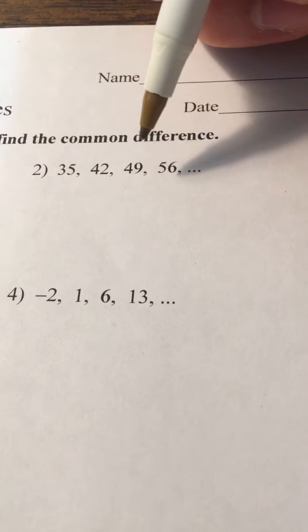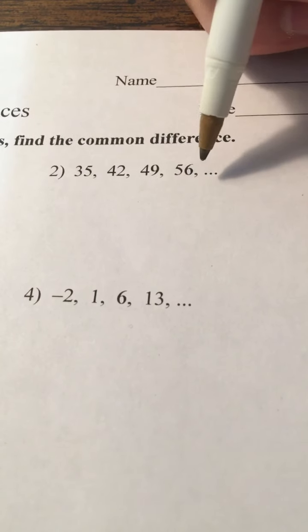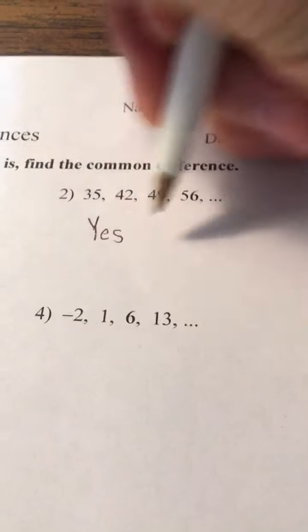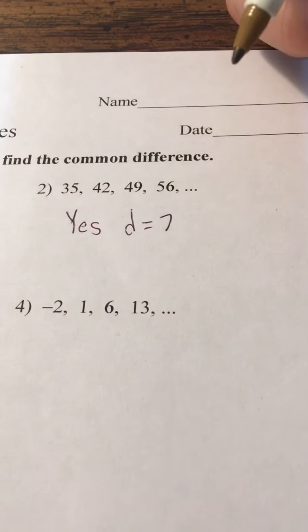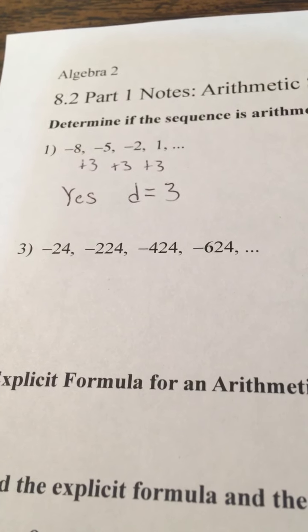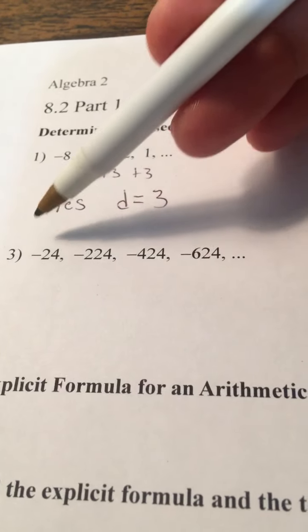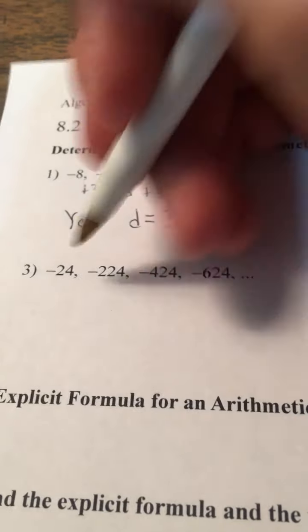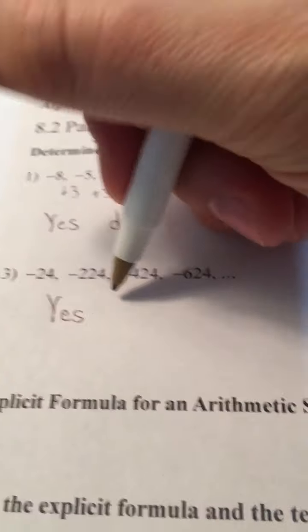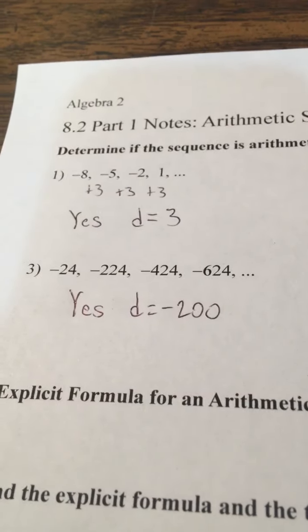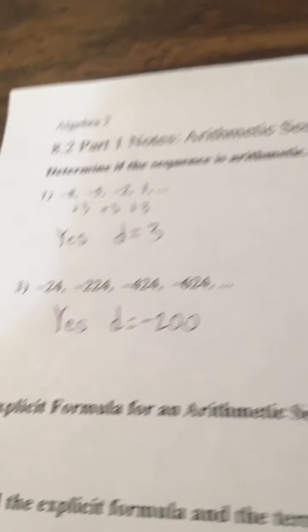So number 2, all right, 35, 42, 49, 56. What's happening here? It's adding what each time? It's adding 7. So yes, this is arithmetic. The common difference is 7. Number 3. This one might be a little trickier for some people. It is adding something. It's adding what each time? It's adding -200 each time. So yes, this is another arithmetic sequence. The common difference, it's adding -200, or you could say it's subtracting 200. d is -200.